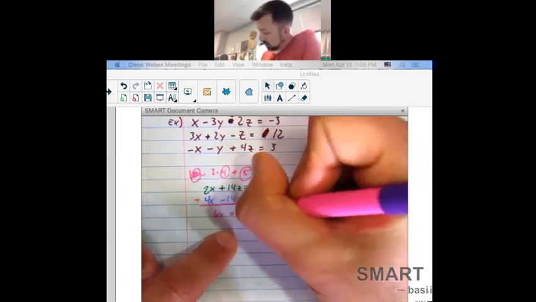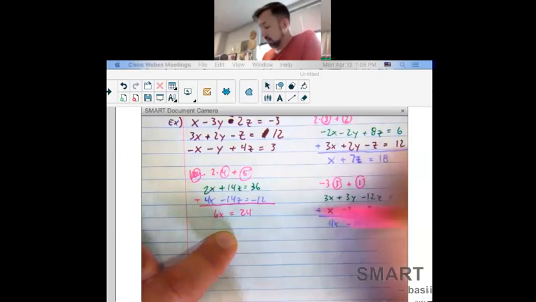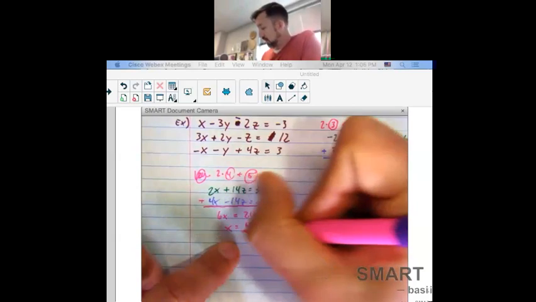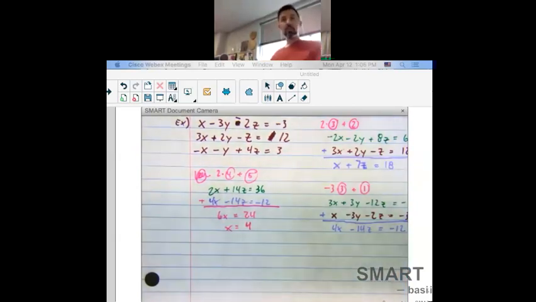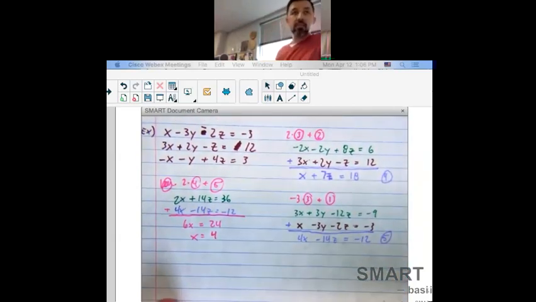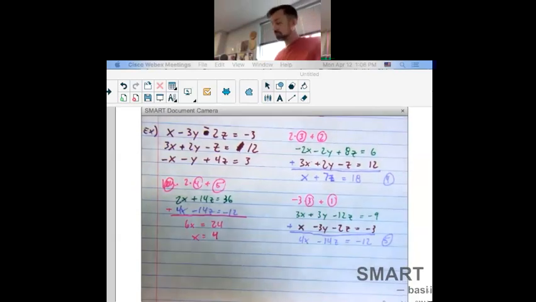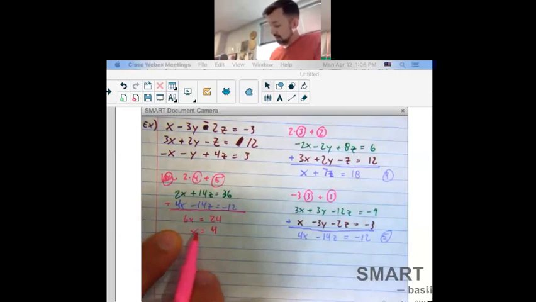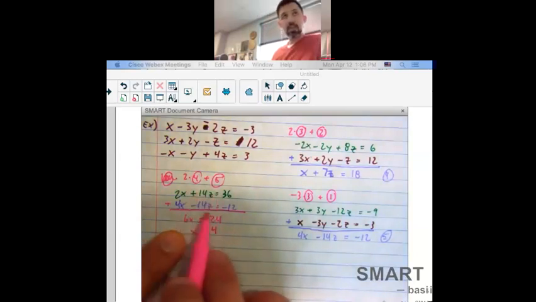6x equals 24, which again is a good sign because that's going to divide out evenly. X equals 4. Again, if you get any decimal there, stop, you'd be wasting your time continuing. So try to figure out where you made a mistake. Since we found x, find z next, since that's the last thing we eliminated was z.